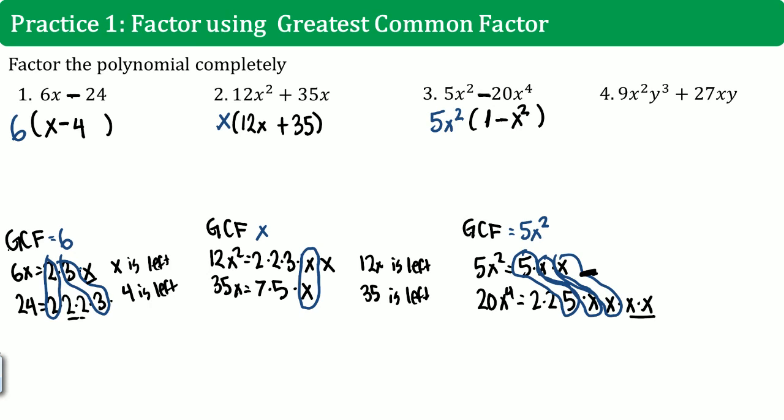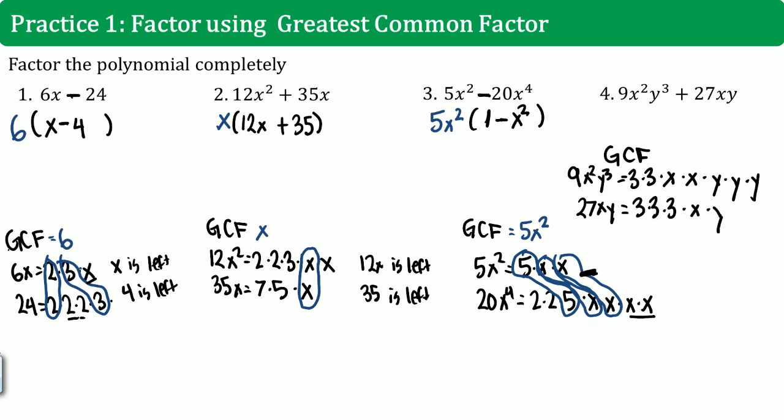Number 4, a little bit difficult. So let's just make room here in GCF. 9x squared y cubed can be broken down into 3 times 3 times x times y times y times y. What about the number 27xy can be broken down into 3 times 3 times 3 times x times y. Let's circle what they have in common. They have a pair of 3s here, a pair of x's here, and a pair of y's here. So 3 times 3 is 9, one pair of x, one pair of y. So 9xy would be the greatest common factor.